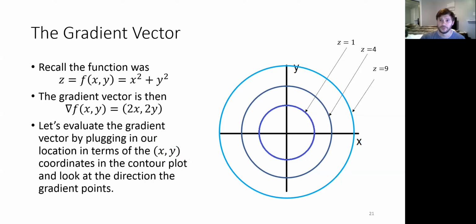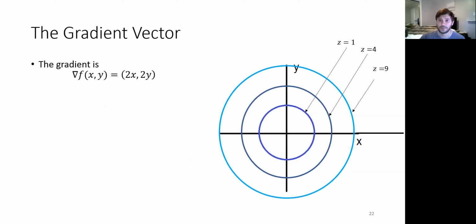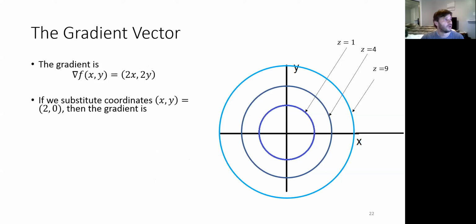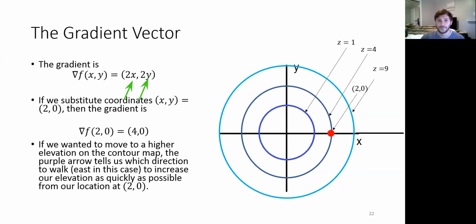Okay, so let's suppose we are standing at the point with coordinates 2, 0. And that's a point we saw before. 2, 0 was on that ring where we were at an elevation of z equals 4. That was right there. And if you plug in 2, 0 into the gradient vector, 2 goes in for x, 0 goes in for y, then you should compute that the gradient vector is equal to 4, 0. And what we're going to do is plot that point at 4, 0. And then the actual vector itself is going to be a line from the origin to this point at 4, 0.